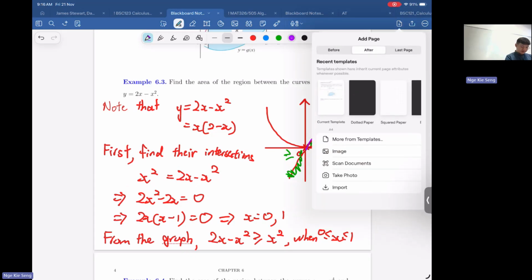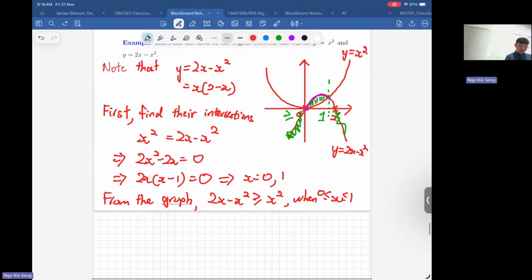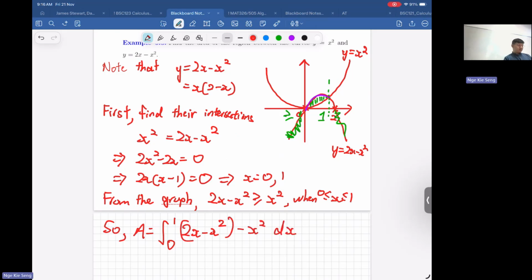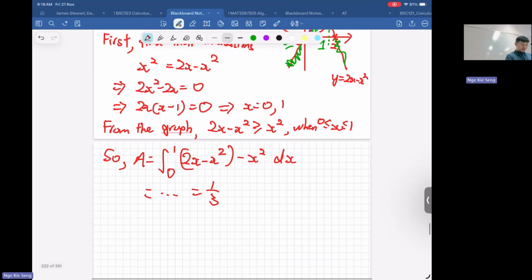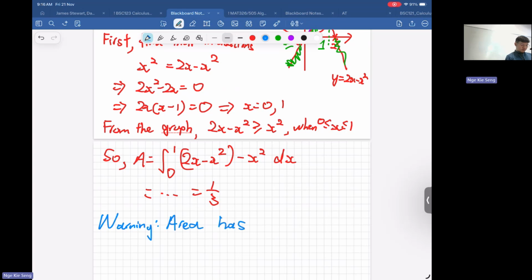So in this case, we can use our formula. We will be integrating from 0 to 1, taking the top function minus the bottom function. Then you will get the area. You should check that this area is positive. If negative, there's something wrong. Area has to be positive always. So maybe I need to make a warning here: area has to be always positive.